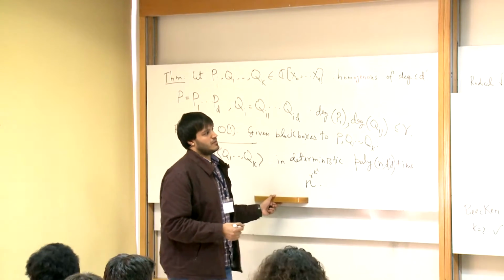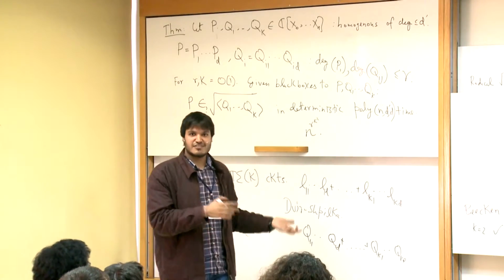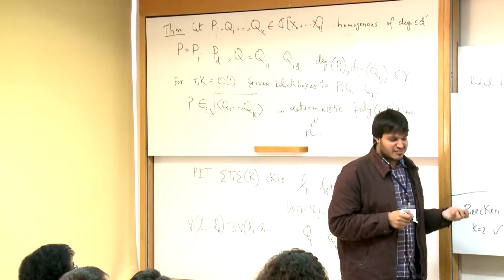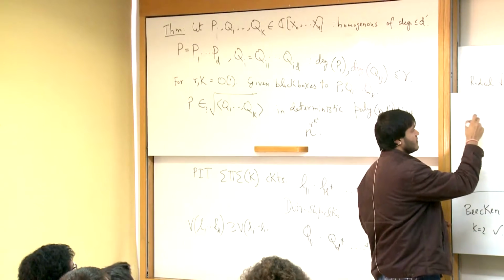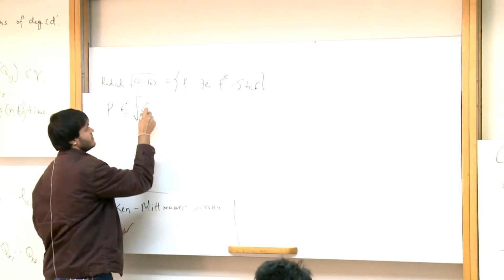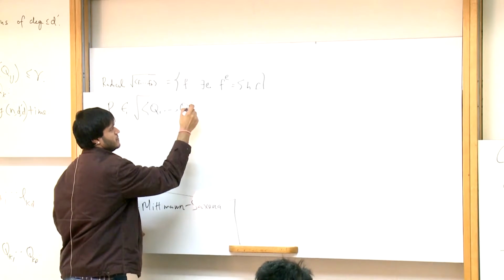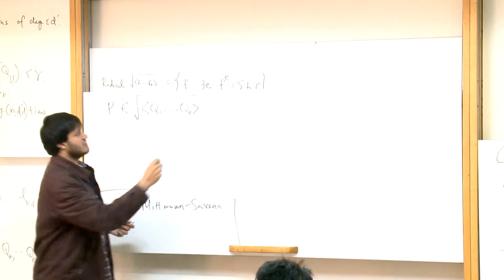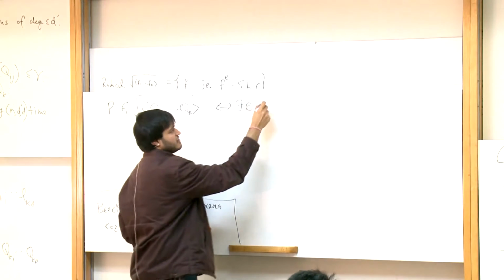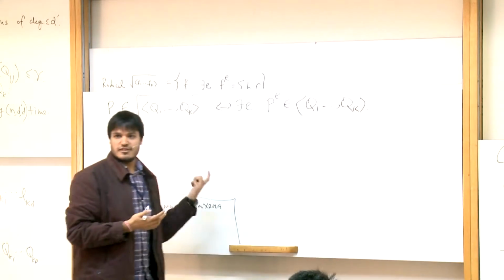For me this problem itself is interesting. So let's see a straightforward algorithm for this. The problem is that you want to decide if this is in the radical of this ideal. What does this statement mean? It means whether there exists some power e such that p to the e is in the ideal generated by q1 to qk. This is the definition of a radical.